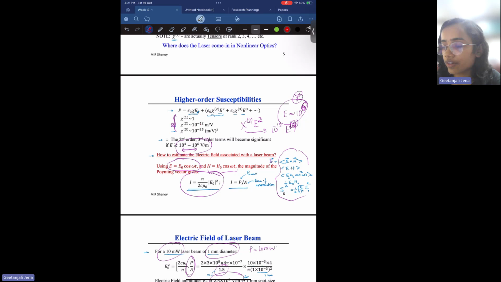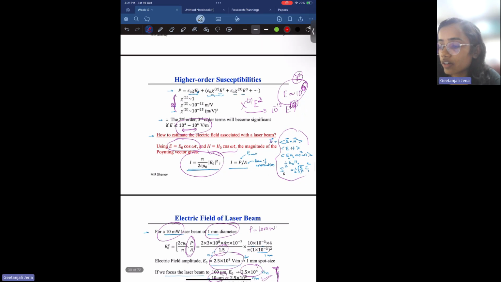And chi2, it is on the order of 10 to the minus 12 meter per volt. And chi3, it is on the order of 10 to the minus 25 meter per volt square. If you see these terms, this indicates that the second and third order terms will become significant only when the electric field is greater than 10 to the 4 to 10 to the 6 volt per meter. So only when the source you are using has an electric field in this range, only then you will see the nonlinear effect in the crystal.